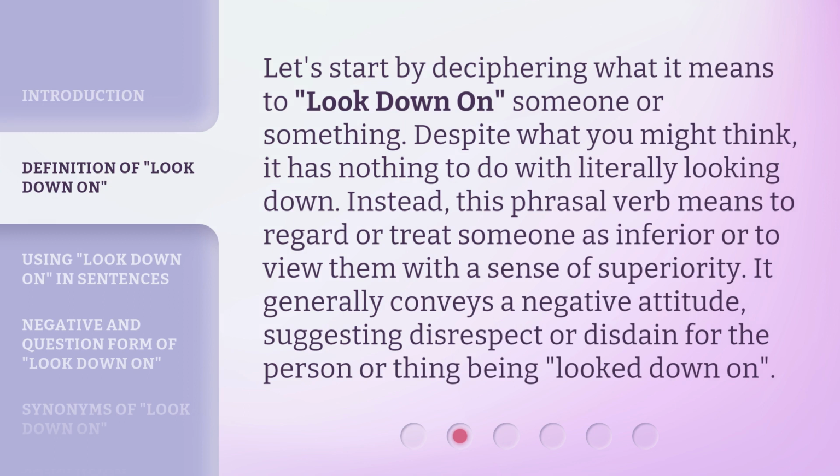Let's start by deciphering what it means to look down on someone or something. Despite what you might think, it has nothing to do with literally looking down. Instead, this phrasal verb means to regard or treat someone as inferior or to view them with a sense of superiority. It generally conveys a negative attitude, suggesting disrespect or disdain for the person or thing being looked down on.